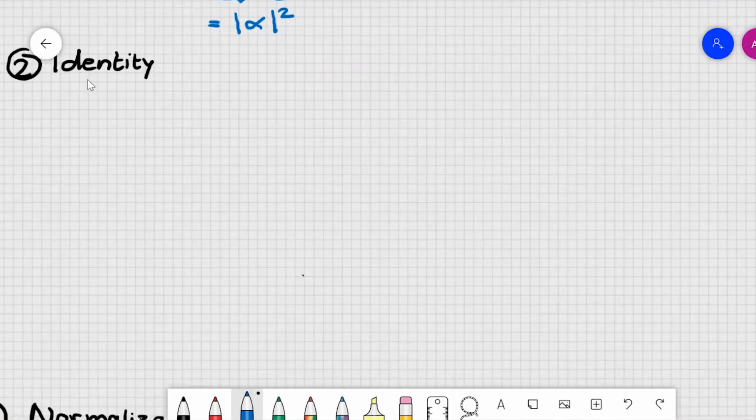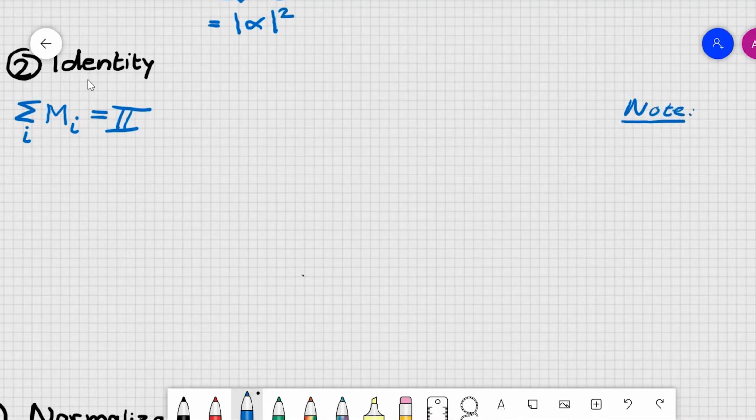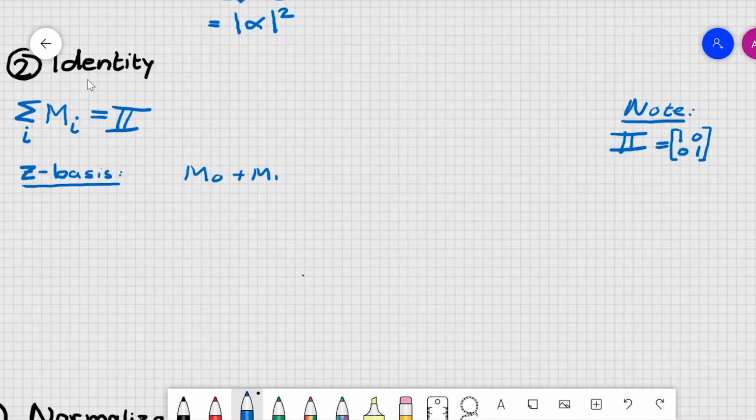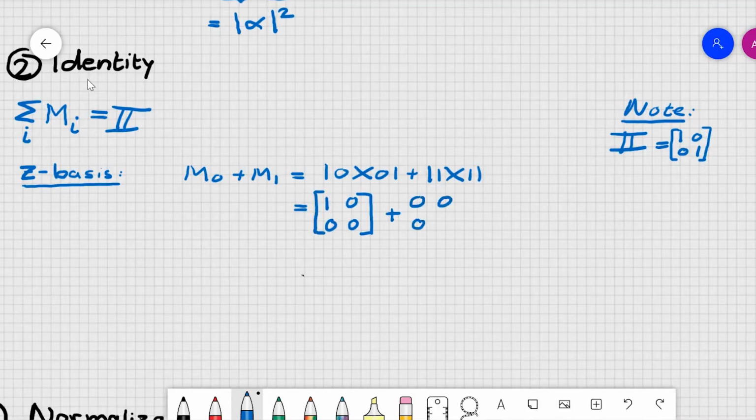The identity rule tells that the sum over all measurement operators in a basis should be the identity matrix. And remember that the identity matrix is the diagonal matrix [[1, 0], [0, 1]]. Let's check this for the z-basis operators. M0 plus M1 is |0⟩⟨0| plus |1⟩⟨1|. And if we fill in the matrices [[1, 0], [0, 0]] and [[0, 0], [0, 1]], we can see that we indeed end up with the identity matrix.